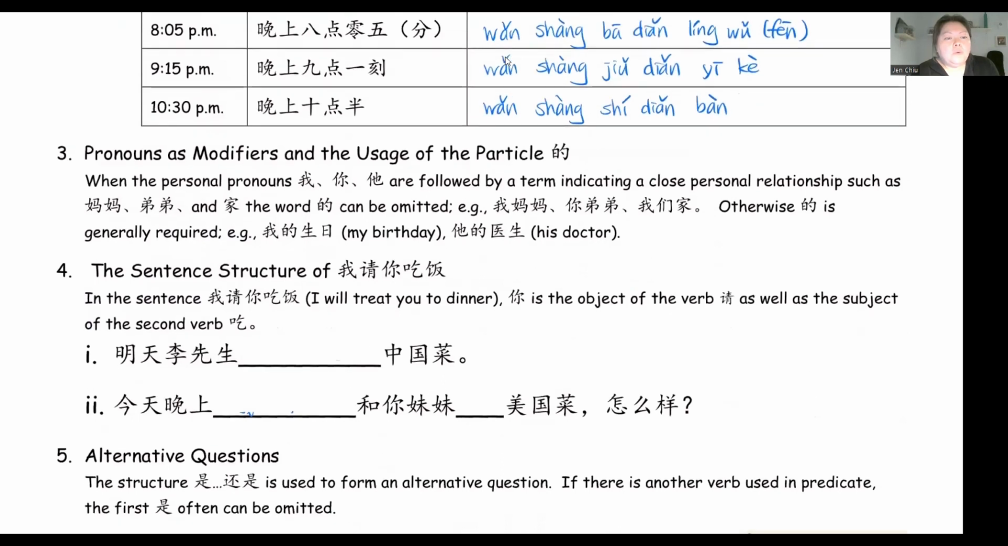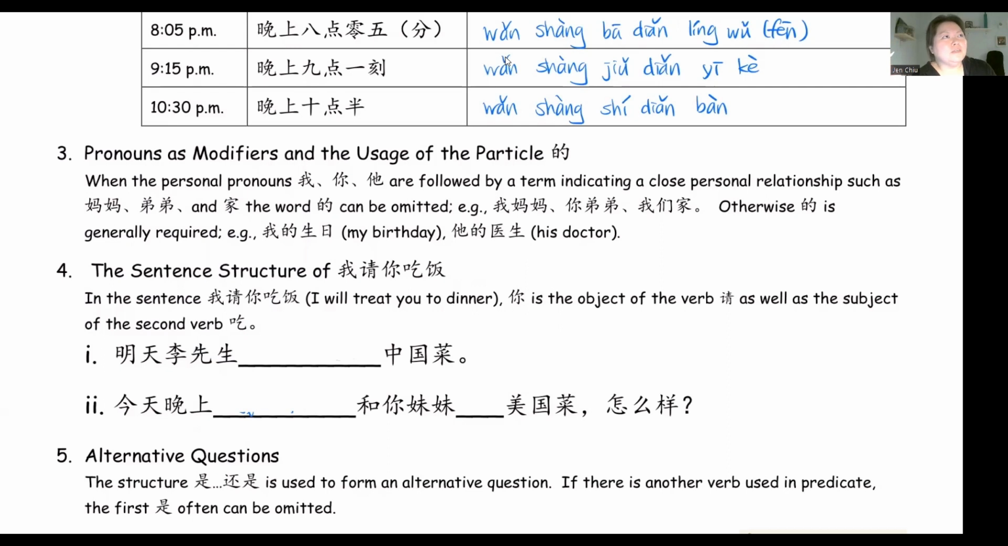Part 3. When the personal pronouns 我, 你, 他, so me, you, and he or she are followed by a term indicating close personal relationships such as 妈妈, 弟弟, and 家, the word de can be omitted. So you can say 我妈妈, 你弟弟, 我们家. You don't have to say 我的妈妈, 我的弟弟 because they have a close relationship to you. So it says otherwise, de is generally required for anything that's not super personal. But I feel like birthday is kind of personal.